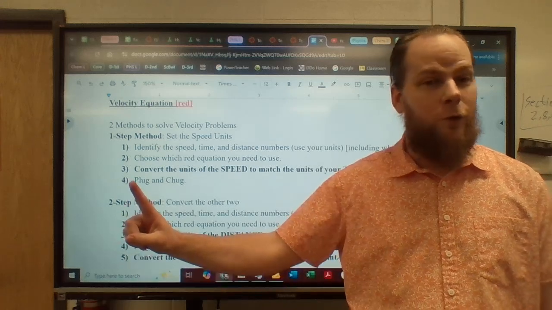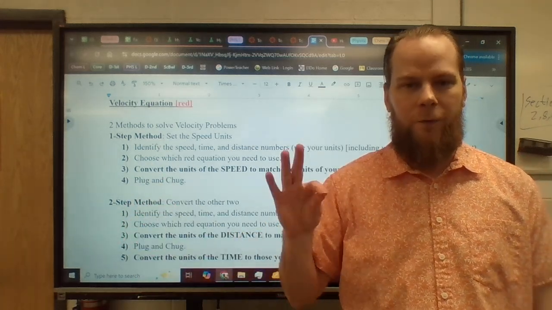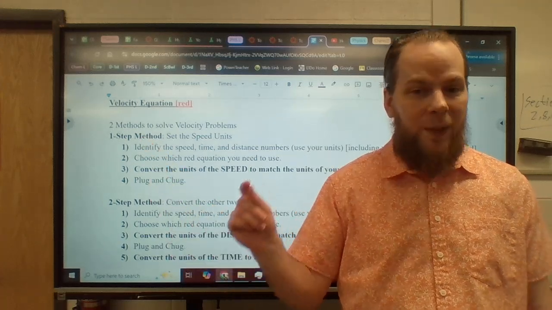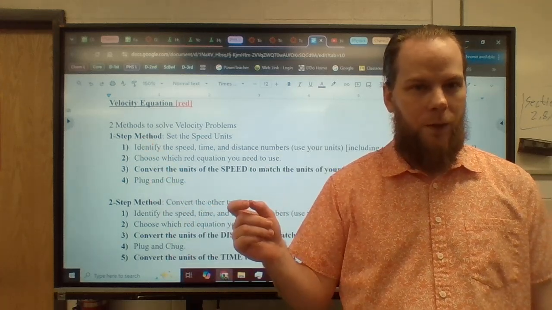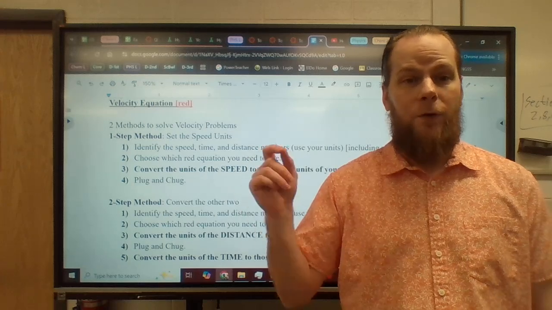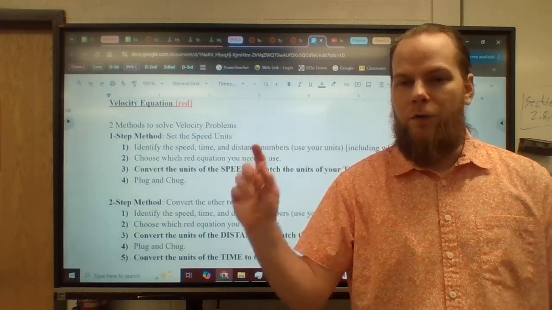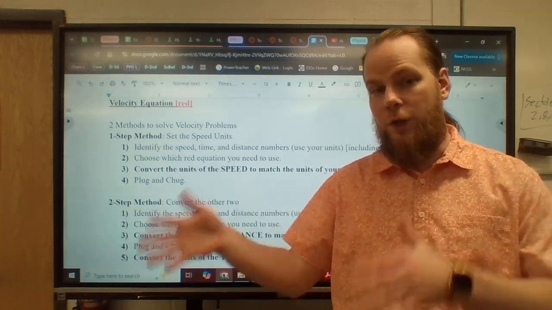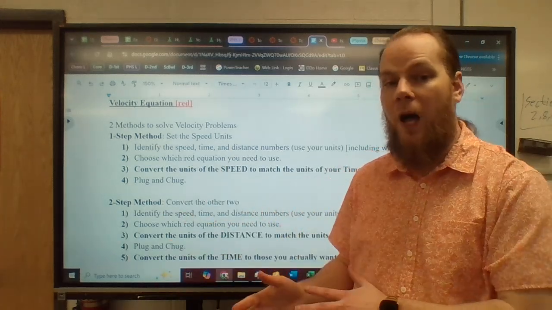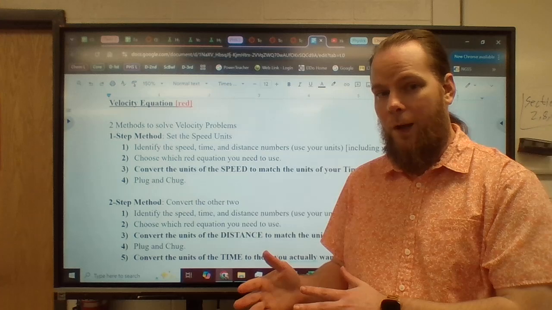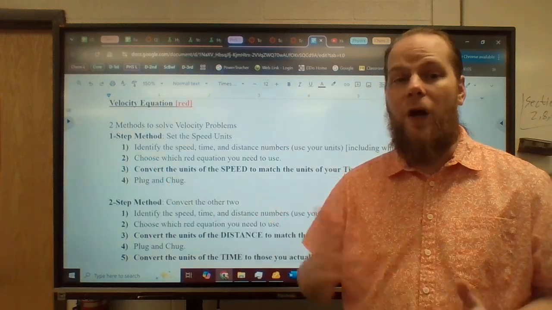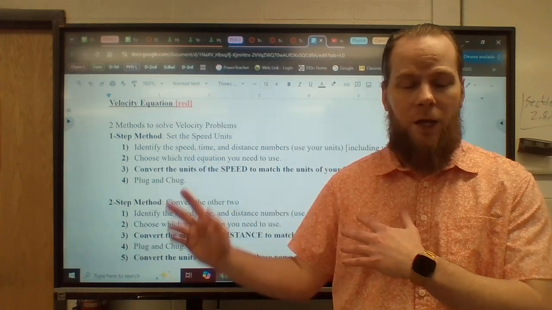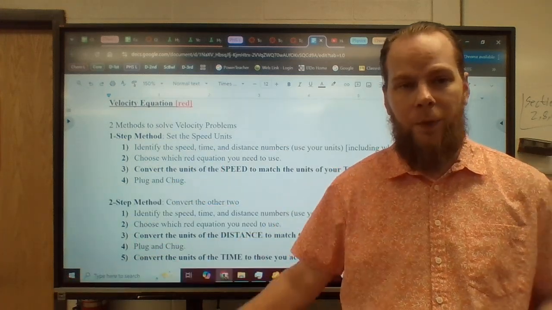Then you need to do your conversion table. So here's the difference. In the one-step method, you are going to convert your speed or your velocity. Do that first. So you'll convert the speed or velocity so that it matches the units for your distance and your time. Then, once you've done that conversion, you can just plug into the equation and calculate the answer. Plug and chug. Super easy from there.